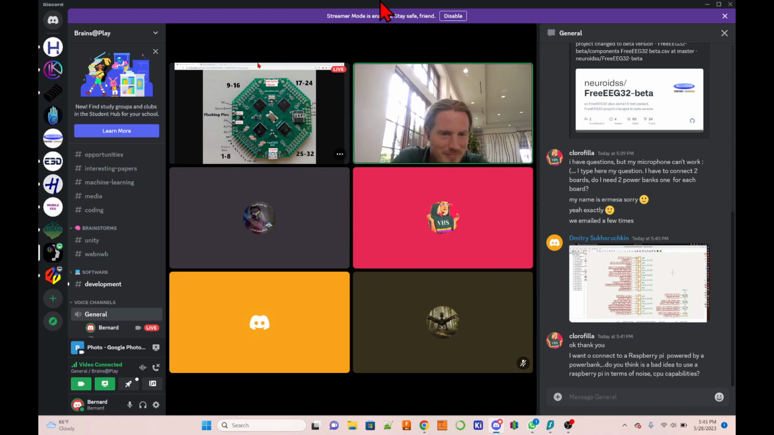Let's see. Ermesa is asking, you want to connect the Raspberry Pi? Question about power: is all the power inside connected, interconnected inside the board?